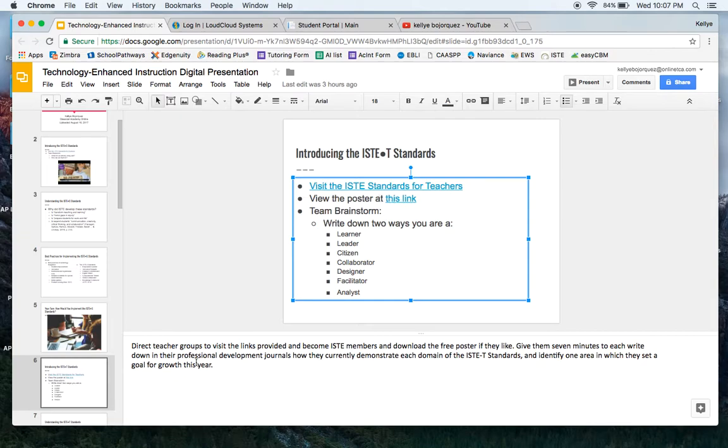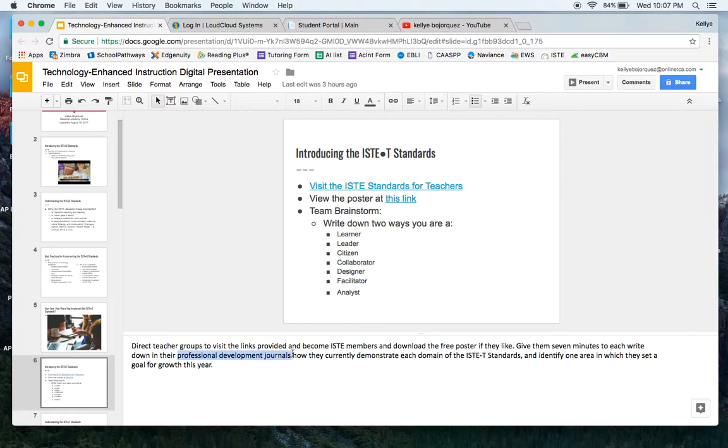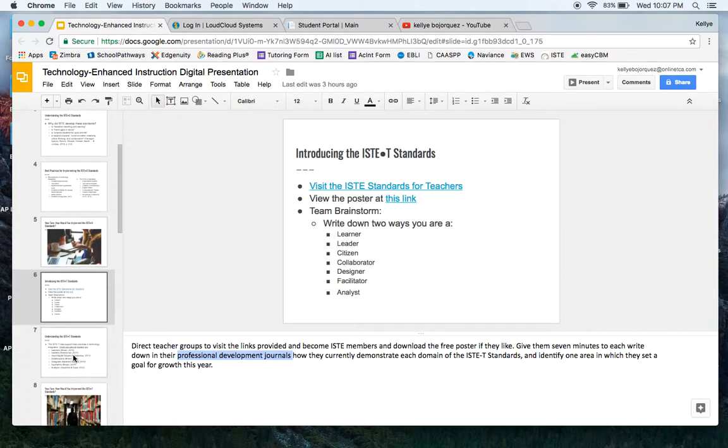And then we have 2 professional development journals, and this would give them an opportunity to do some reflection and write down 2 ways that they are learners, leaders, citizens, collaborators, designers, facilitators, and analysts.